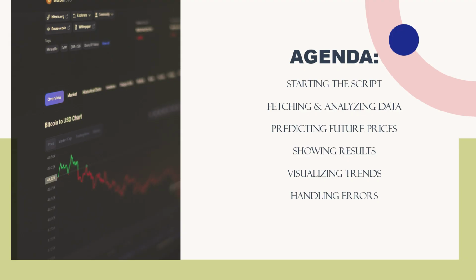So heading towards the code, before explaining the code, I'll be dividing the code into 6 steps. Step 1 being starting the script, step 2 being fetching and analyzing the data, step 3 being predicting future prices, step 4 being showing results, step 5 being visualizing trends, and step 6 being handling errors. So let's begin with the code.